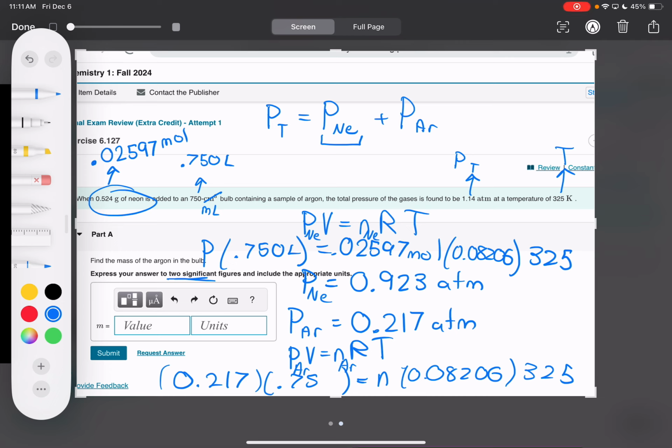So I don't think I wrote this down anywhere. The moles that I got for argon were 0.0061 and the mass was 0.24 grams.